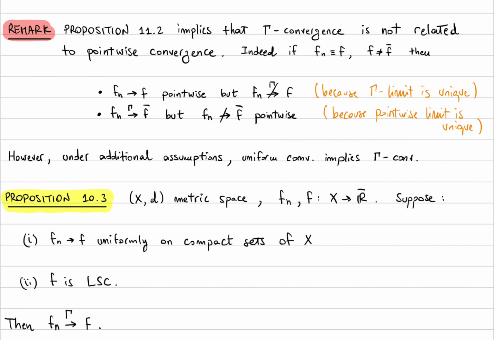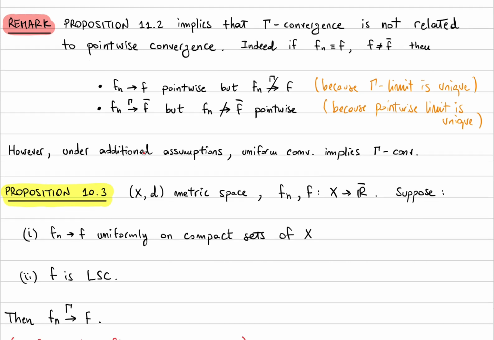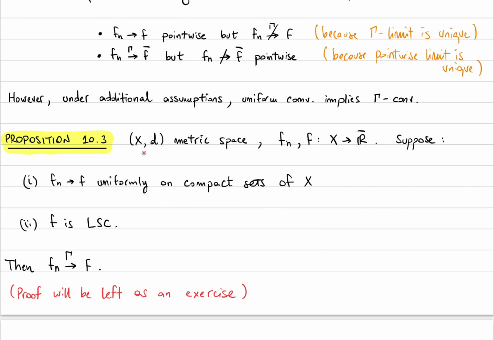And this is exactly the statement of proposition 10.3, which tells you that in the usual setting, so (X, d) a metric space, a sequence of functions F_n and a candidate limit F defined from the space X into the extended reals, then assume that 1) F_n converges to F uniformly on the compact sets of X, and 2) F is lower semi-continuous with respect to the metric d, then it is true that F_n gamma converges to F.